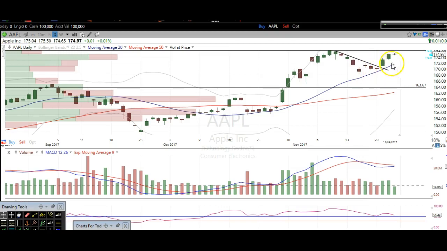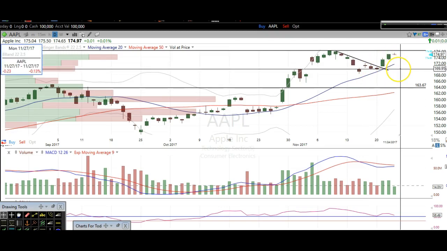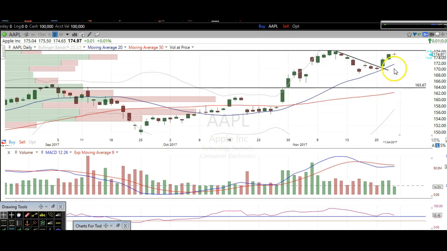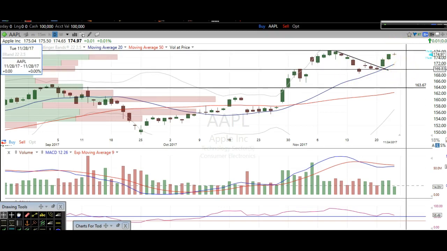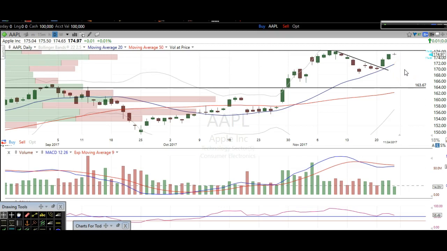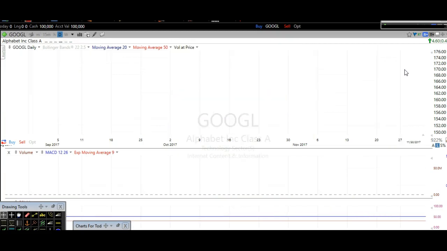Okay. So if we do head lower, that's going to be the area where I want to look for bounces on it, because that's where we bounced last time. So again, we're going to see how it reacts to this level, and then if we head lower, we've got support below at about 170, 169. The next one we're going to take a look at is Google.